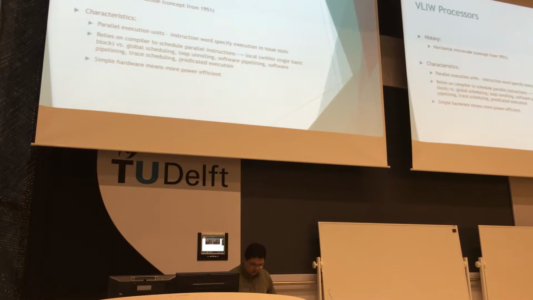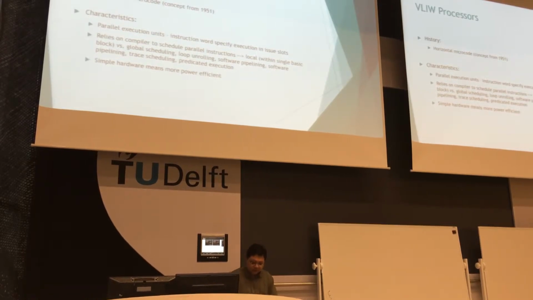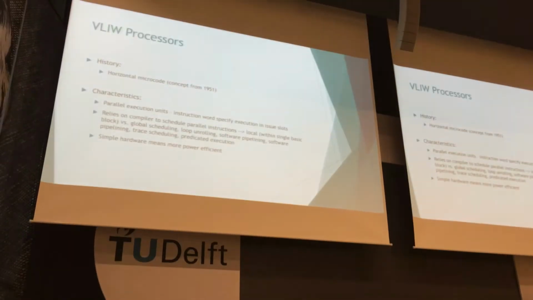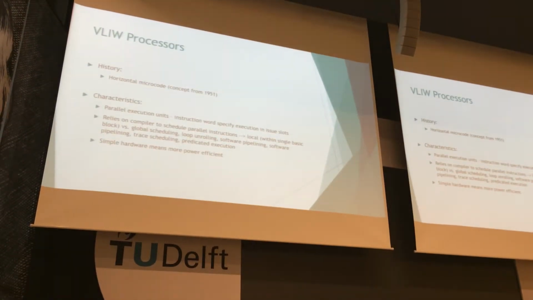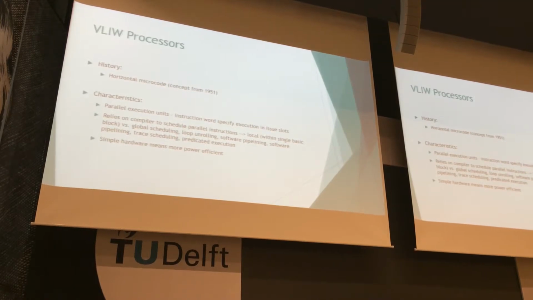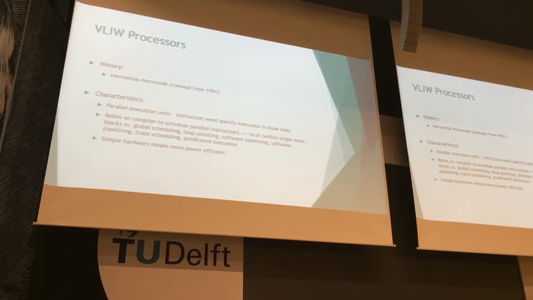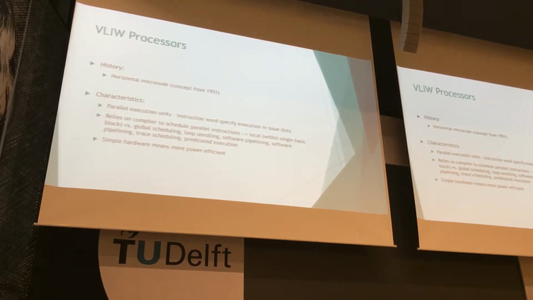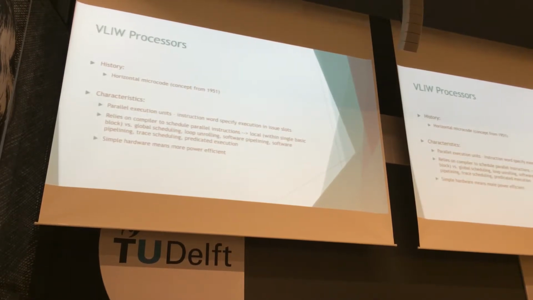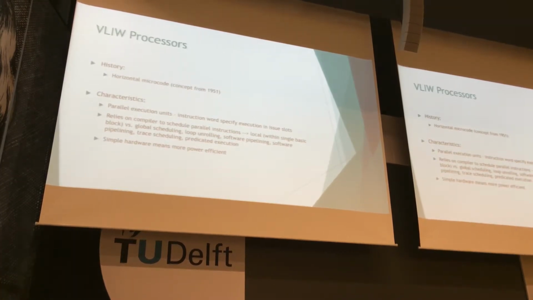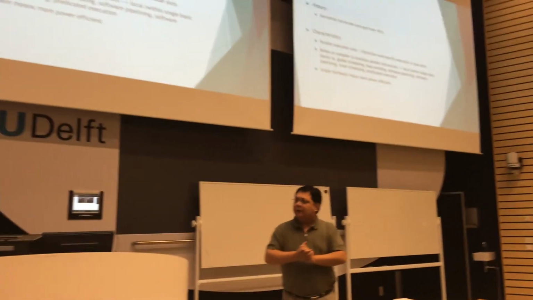Now, let me go through some characteristics. What is the background of VLIW processors? If you really investigate where it comes from, you can trace it back to 1951. It was not called VLIW at the time; it was called horizontal microcode. Does everybody know what microcode is or not? No, I see a lot of no's. Okay, so let me go to what microcode is.